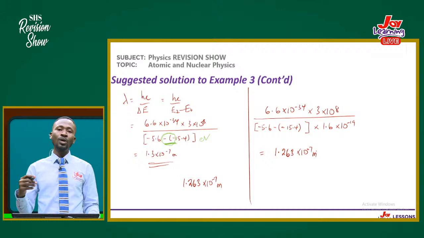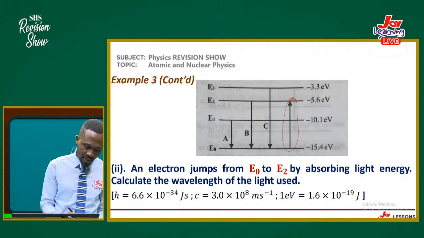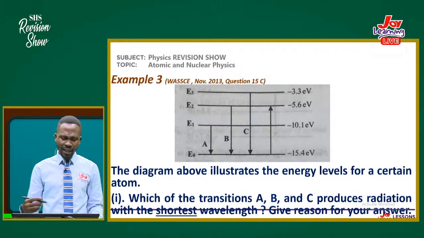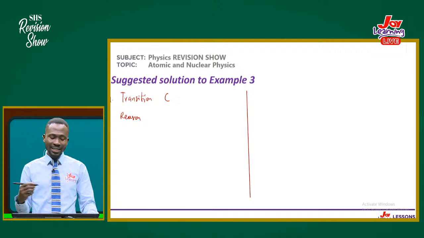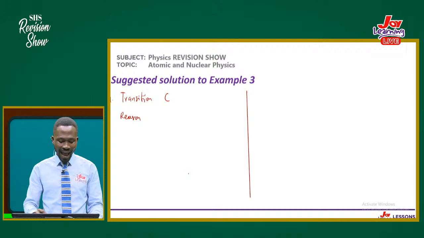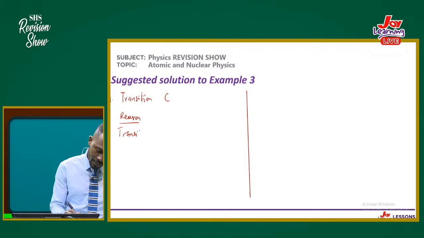Let's quickly look at why Joseph's answer is also correct for the first one. Check it. We're asked to find which transition will give us the one with the shortest wavelength. He said C. So he picked out transition C. Then we were asked to give a reason for the answer. And he said the reason is that transition C will produce the highest change in energy.